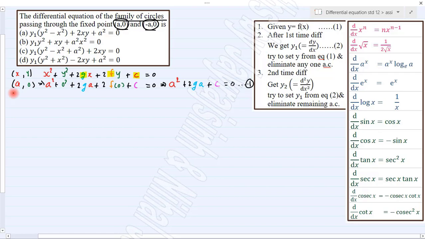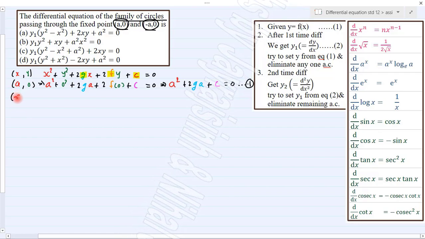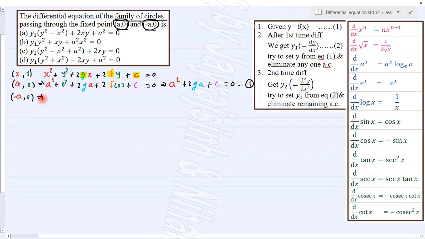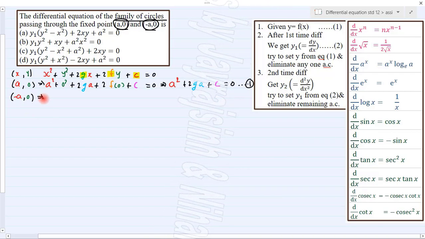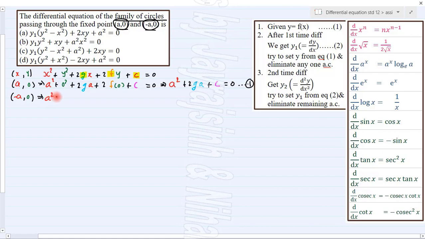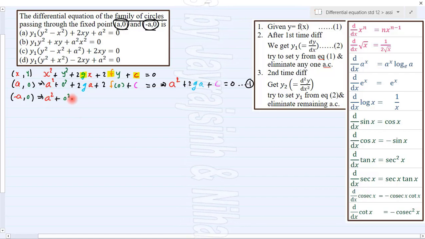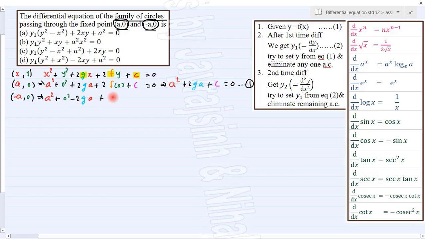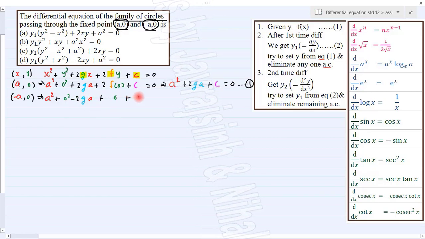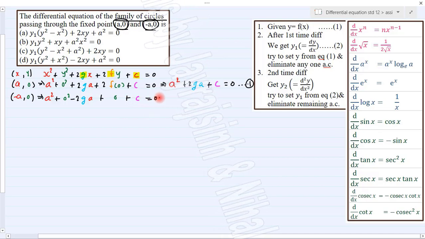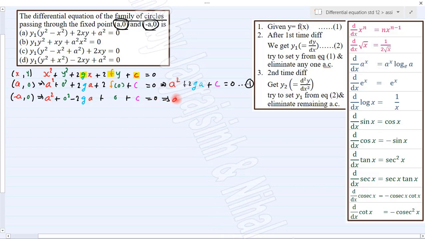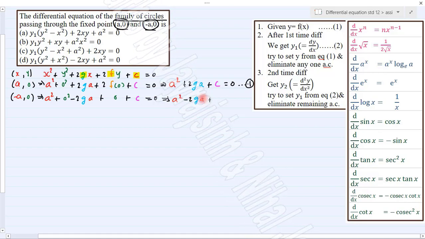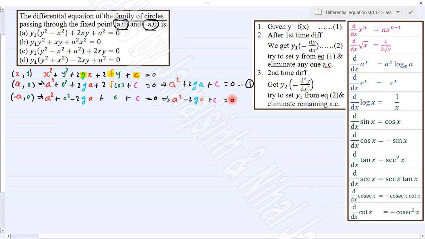Now, it is also passing through minus a, 0. So, it also satisfies our equation. So, our equation will become a square plus 0 square minus 2ga plus 0 plus c is equal to 0. So, here we'll get a square minus 2ga plus c is equal to 0.